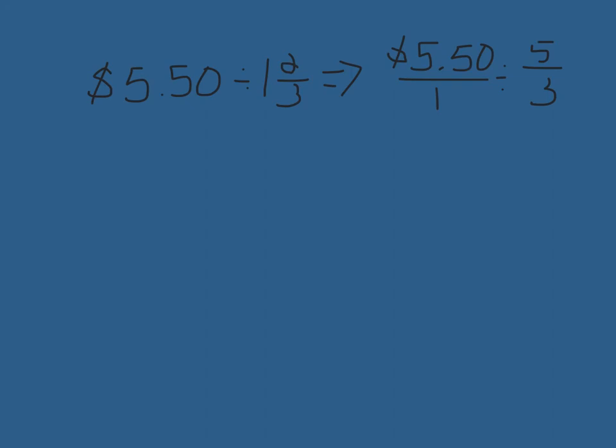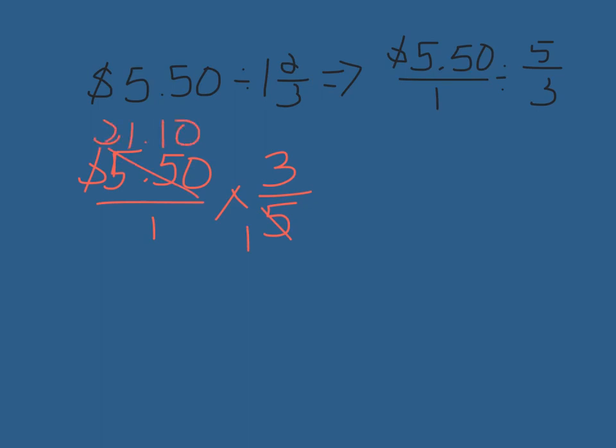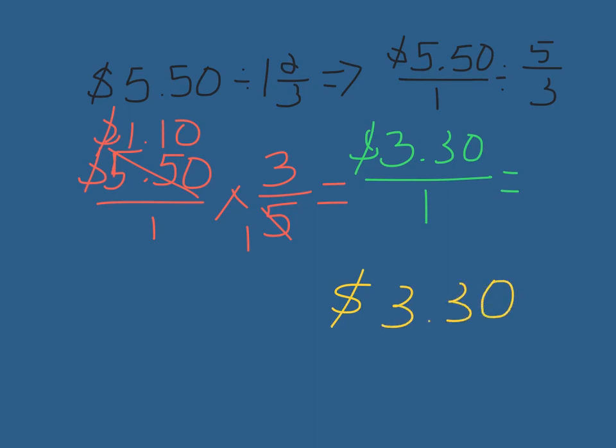Now I'm going to multiply. So I have 550 over 1 times 3/5. This goes in here once, and it goes in here 1.10. Now I need to multiply. $1.10 times 3 would be $3.30 over 1, which equals $3.30. Okay, I hope that's what you were able to get too.